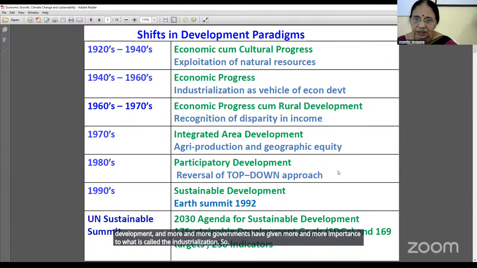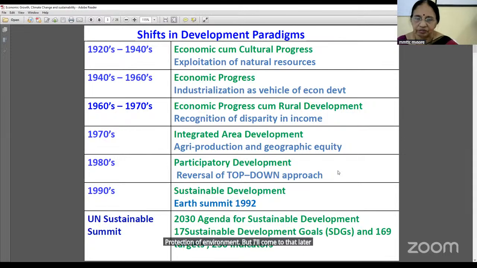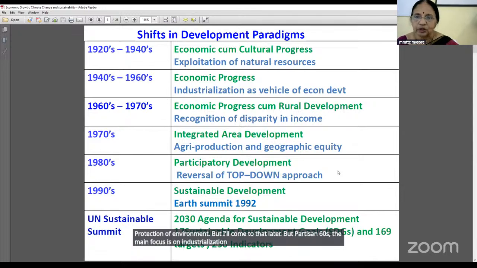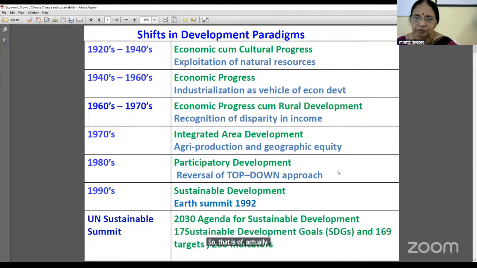Industrialization doesn't happen just like that. In the process of using the natural resources and producing some commodities, industrialization also results in using the environmental resources and giving something back to the environment, which is not very congenial for the protection of the environment. But I'll come to that later. In the 40s and 60s, the main focus is on industrialization and producing more goods and services by using mechanization. That is how large production has taken place.